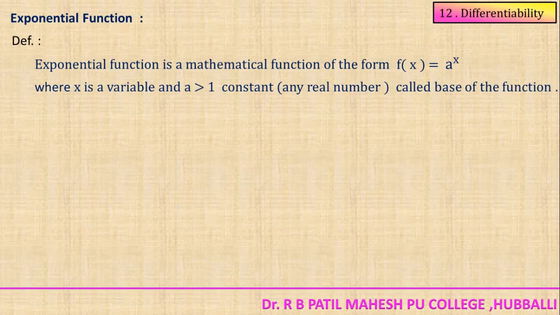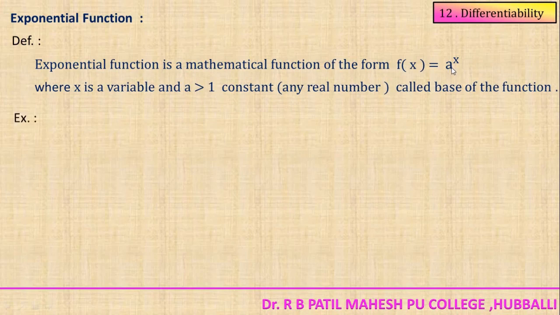That is, if any function is of this form, a raised to x, where a is a constant and x is a variable, x may be any number we can take. But a is any number we can take, but it should be constant. Then we change the values of x, so that is the function, and a should be greater than 1, and this is called the base of the function.